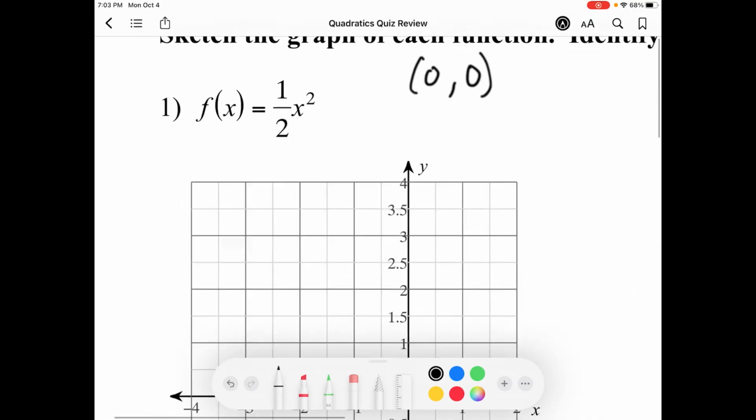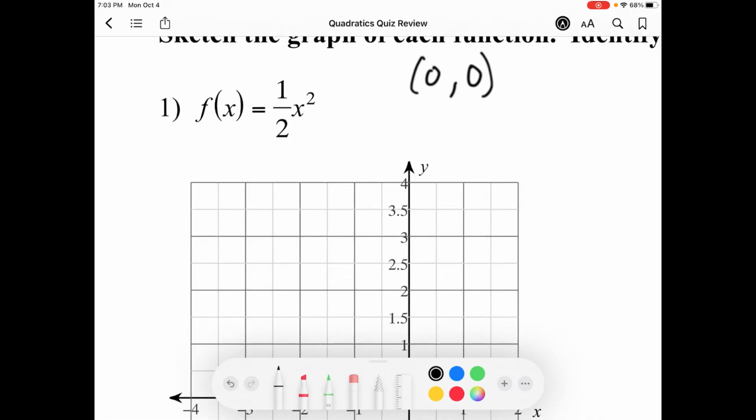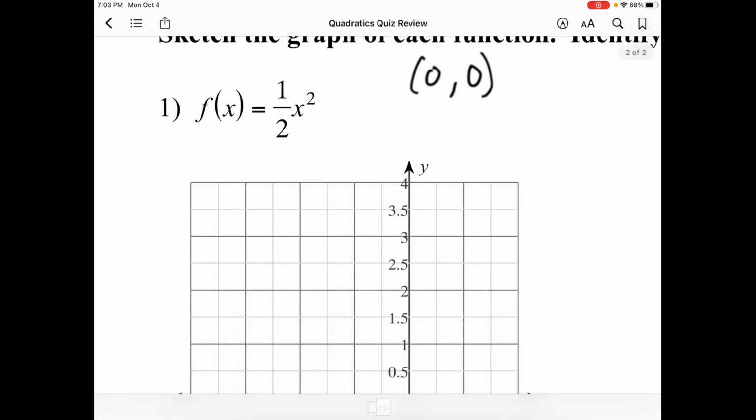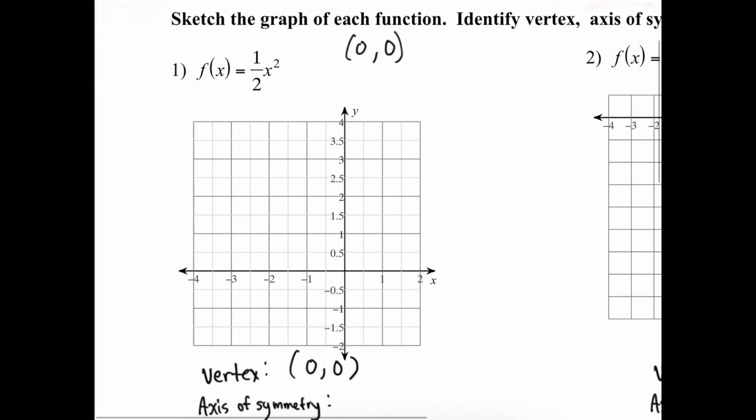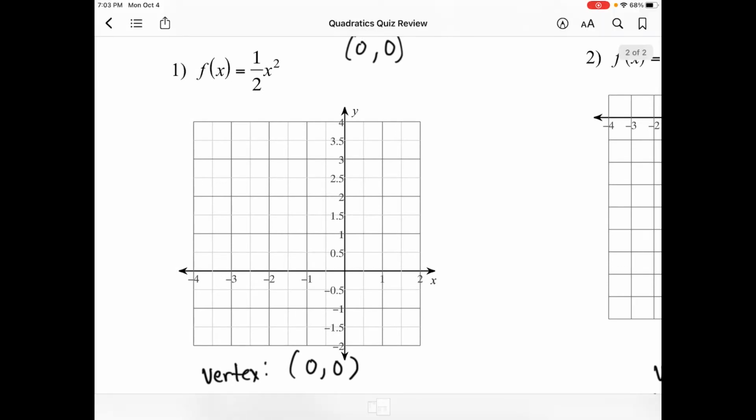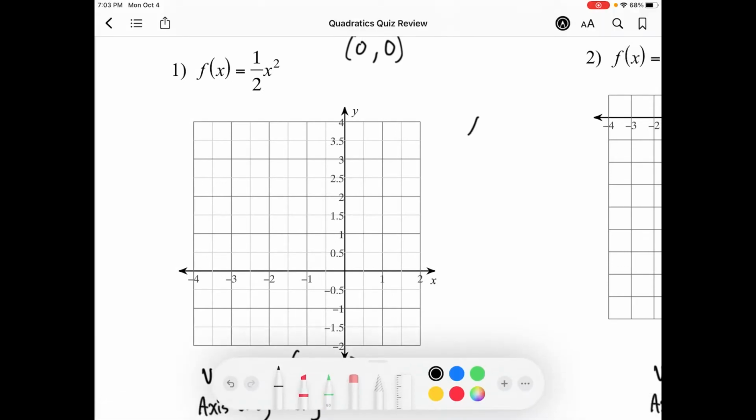Okay, and on the back of this worksheet, I'm going to do another graphing, and that one is not going to be 0, 0 like this. It's going to look a little different. So you'll be able to see both types. Okay, so now that we've gotten our vertex, we can get started on filling in our xy table. Right, so we're going to write out an xy table.